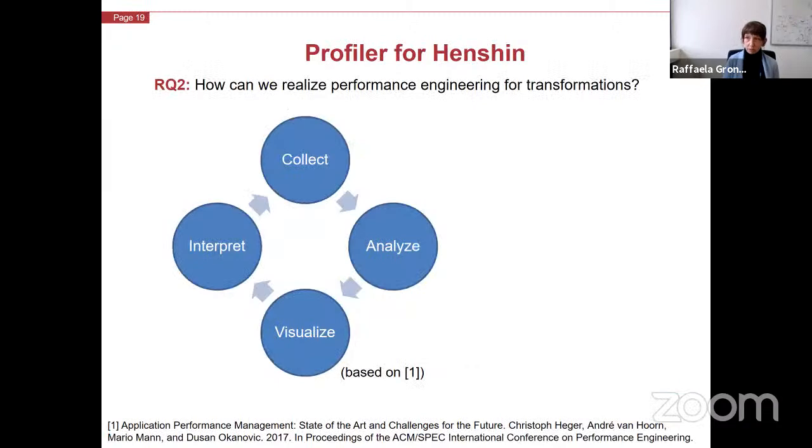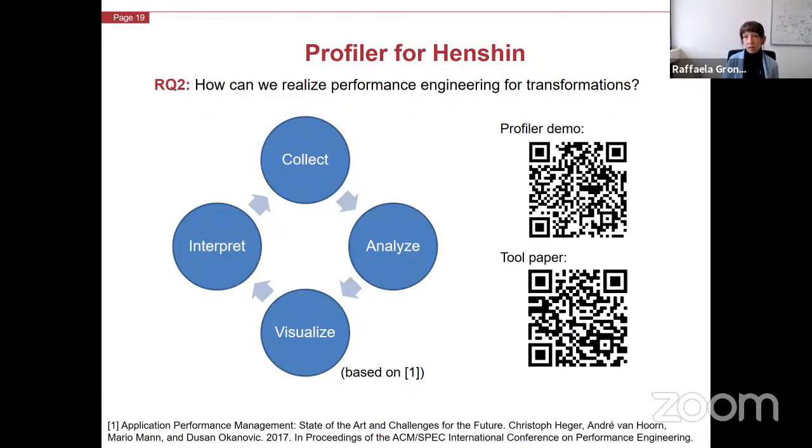So now this was the first part of my presentation. Now let's take a look at the second one, where we look at the question, how can we realize performance engineering for model transformations? In the first part, we have seen that this performance management cycle is mainly applied manually at the moment. And our attempt to help developers to apply this cycle more comfortably is our profiler for the declarative transformation language engine, which is presented in a tool demo and also described in a tool paper.